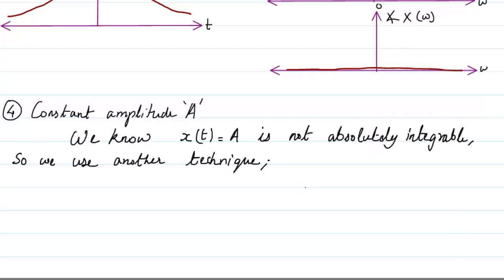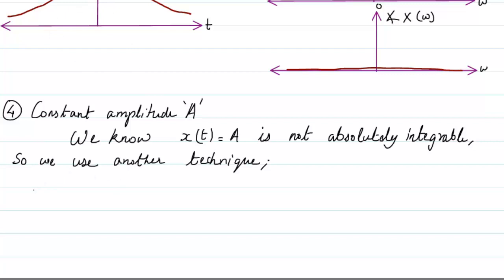We know that x of t equal to A is not absolutely integrable. So we use another technique. Generally we go from x of t to X of omega, isn't it? What we are trying to do here is we will first say that there is some X of omega, and when we try to find its x of t, it will come out to be A, and that is what we are basically going to do.